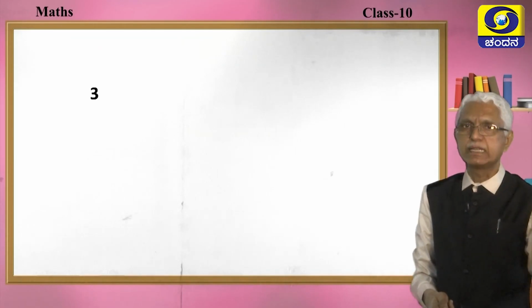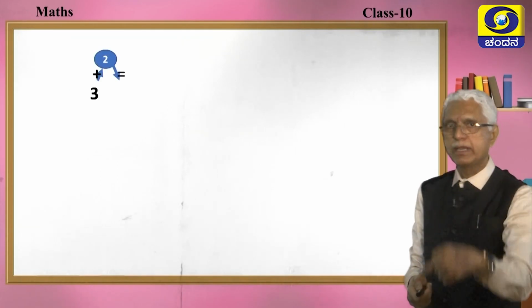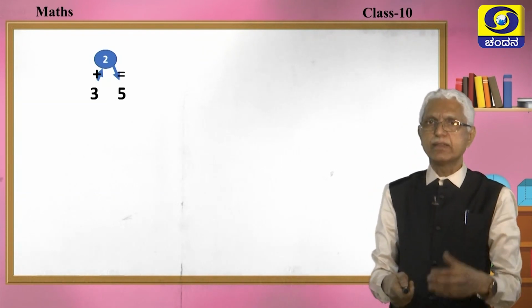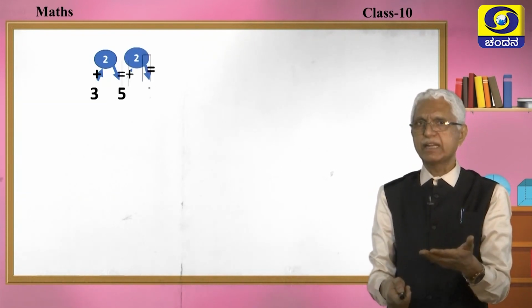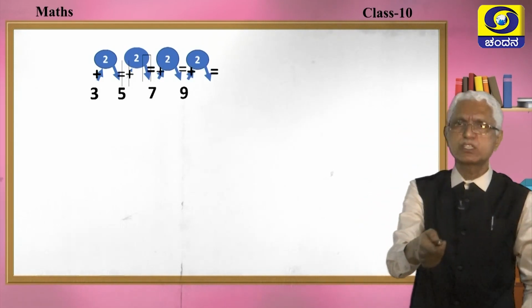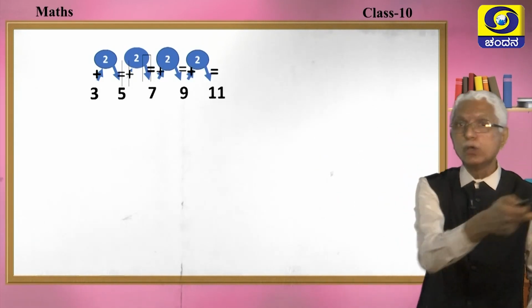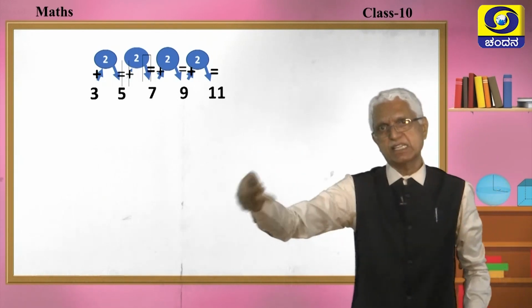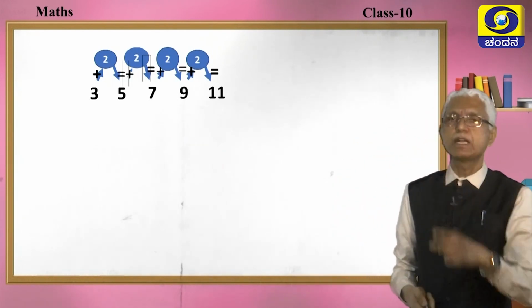Now, I will start with the number 3, okay? What am I doing? I am adding 2, I get 5, I add 2, I get 7. You know, it is just a simple process, you all know. I have chosen the common difference to be 2. So, I went on adding 2 to get a series of numbers 3, 5, 7, 9, 11. This is an arithmetic progression.